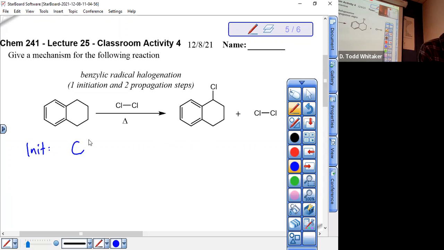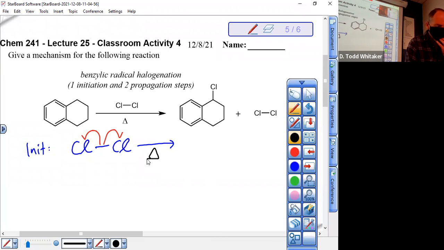Initiation, the halogen breaks in half. Got to have the hooks or you don't get the point. Show me the hooks. And you remember when it cleaves in half like that, it's called homolysis. You have equal splitting of a bond. Generate chlorine radical.